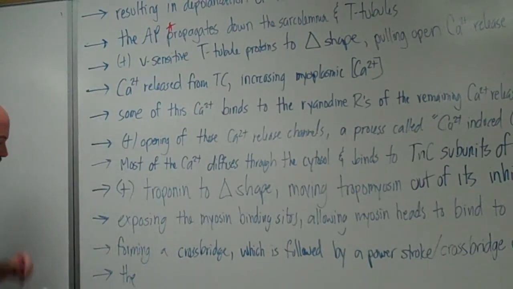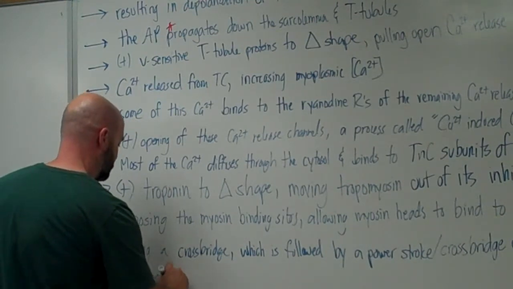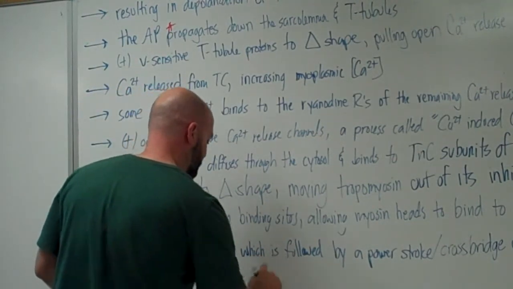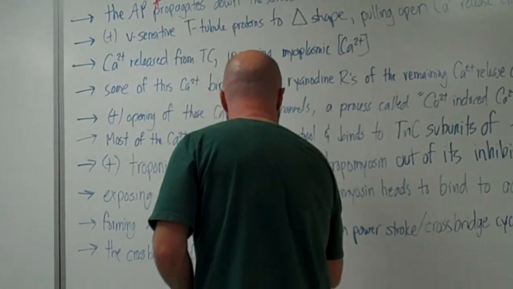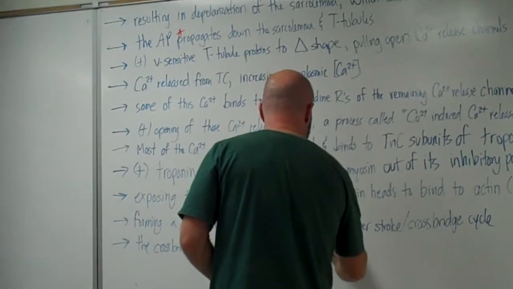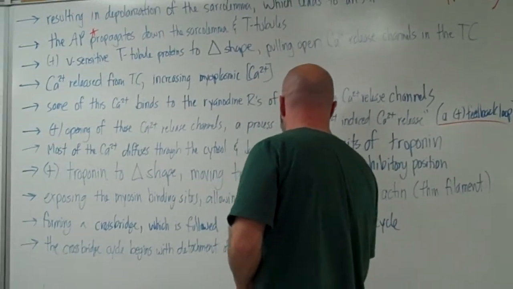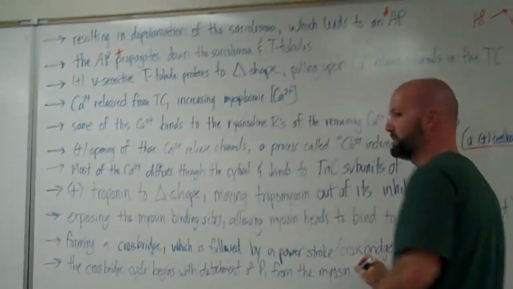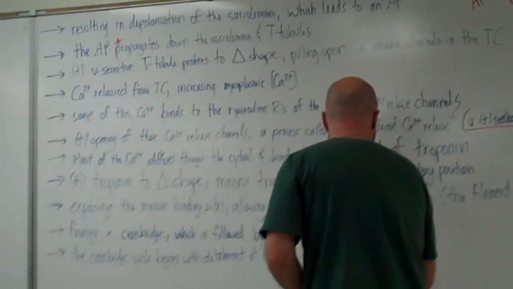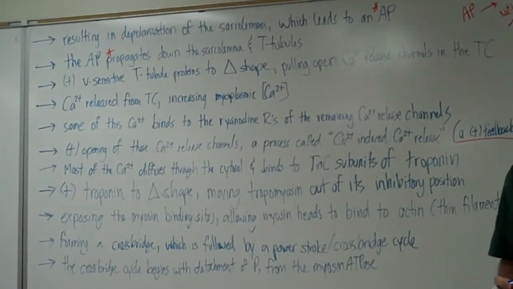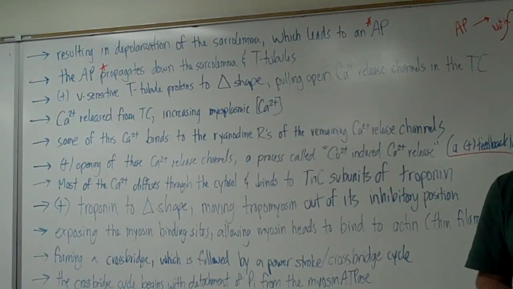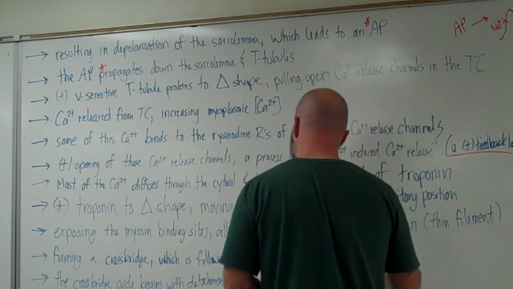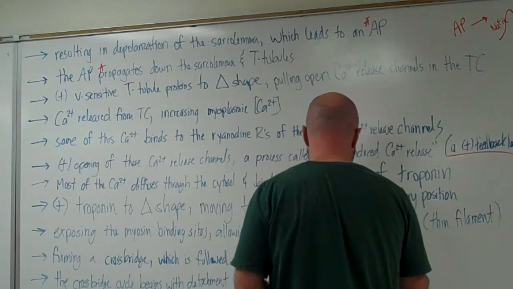Maybe we can start the next line as the cross bridge cycle begins with detachment of Pi from the myosin head. More specific than myosin head, myosin ATPase, which is the binding site on the head. It is part of the head. Yes, the enzyme is embedded in the protein that forms the head. The cross-bridge cycle begins with detachment of Pi from the myosin ATPase.